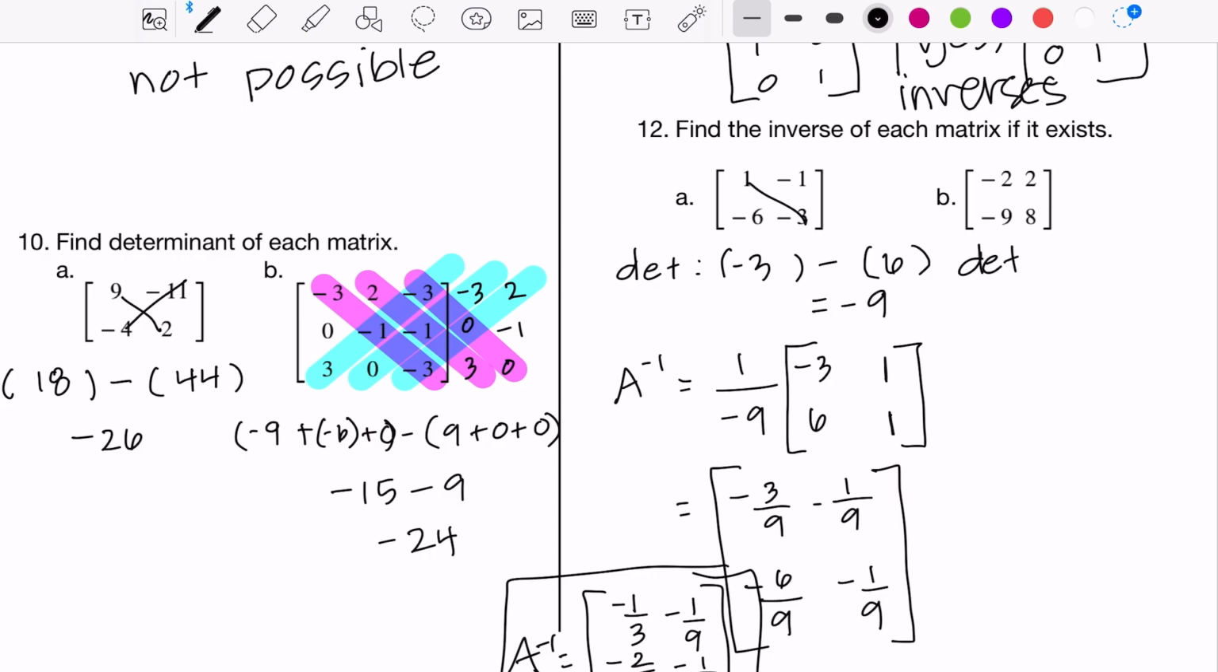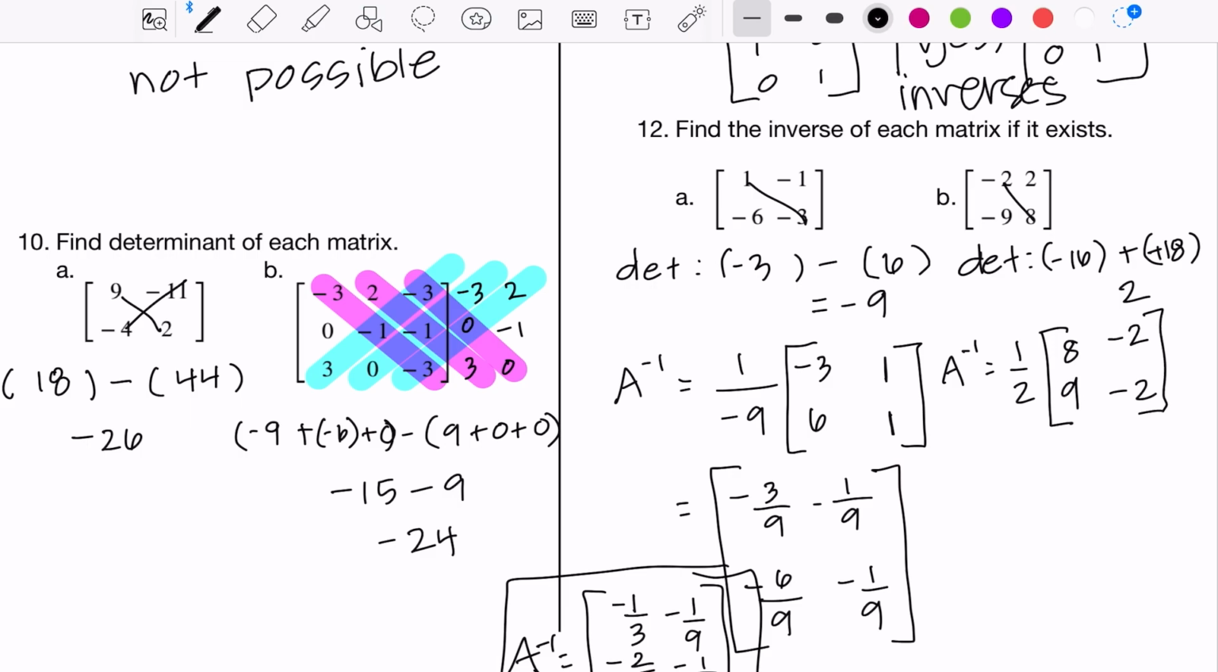For this one, we get negative 16 minus negative 18. That's a double negative, so that's just 2. So I switched the negative 2 and the 8, and then I just changed the sign. You're always only going to do one of those, not both. 8 divided by 2 is 4. Negative 2 divided by 2 is negative 1. 9 over 2 won't reduce, but that'll also be negative 1.